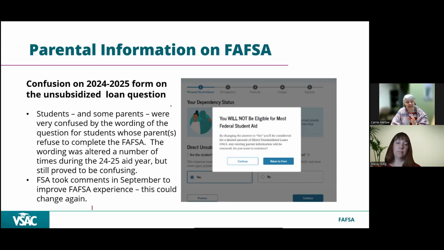We may find that that changes again, because there was some feedback taken on wording from people to federal student aid, but we're hoping that there will be a workaround and less confusion around this question in this cycle.